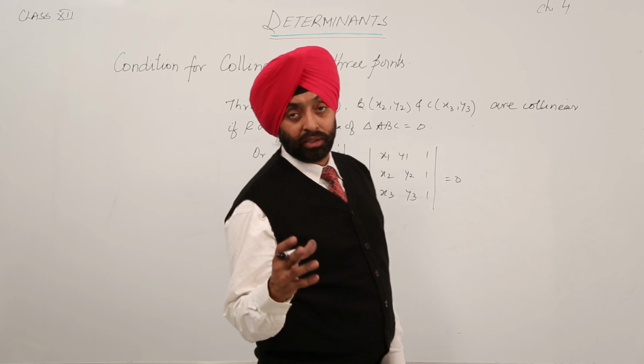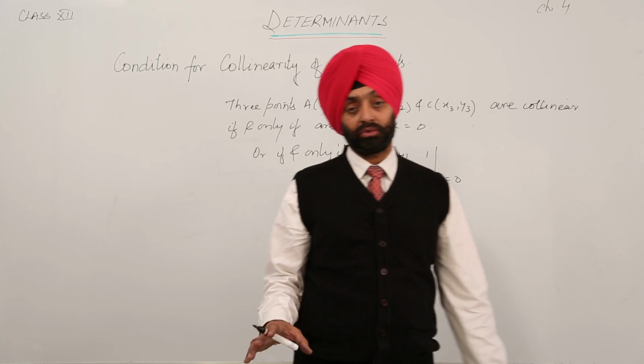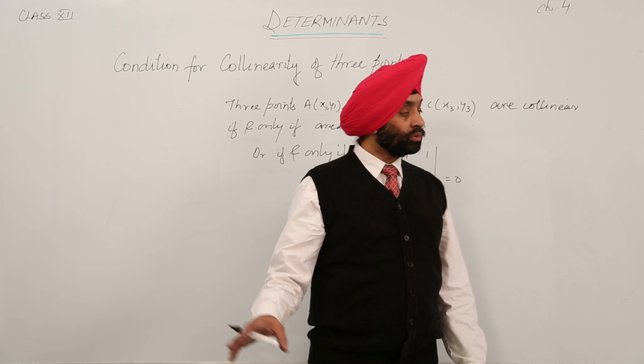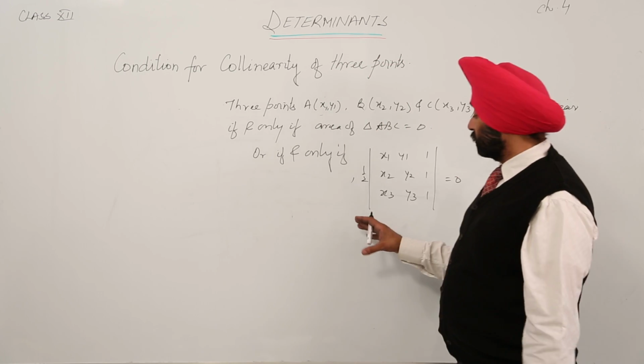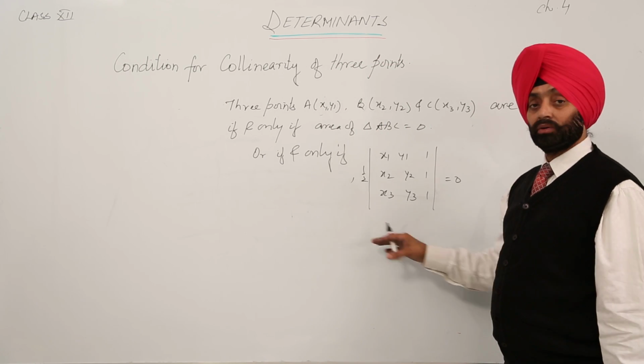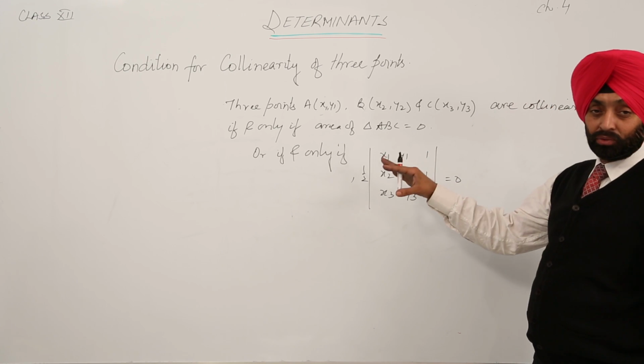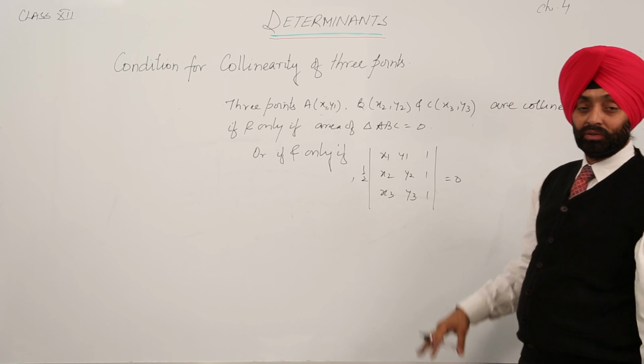Now if the area of the triangle is 0, then the points are collinear. Okay, so you can write it, collinear points means points on a straight line. Okay, so you can go with this, a very nice concept for area of a triangle.